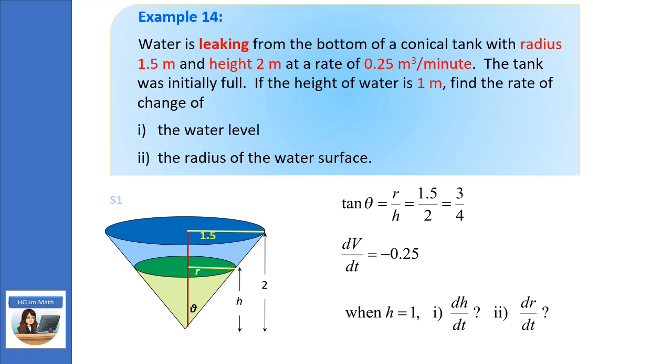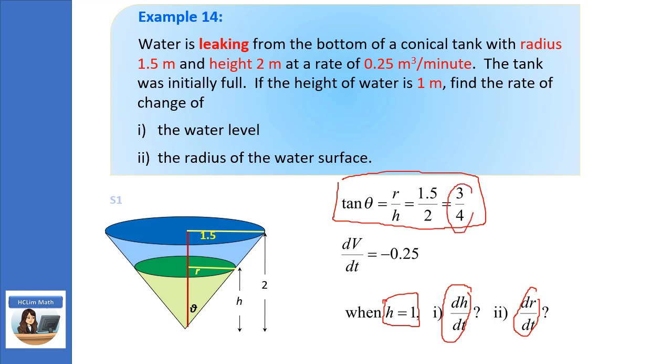So this means that here we have two things that we need to find. One is the rate of change of the water level, that is dH/dt. Another one is dr/dt when the height is equivalent to 1 meter. Again, we are going to use the relation of trigonometry tangent here. Tangent theta is equivalent to r over h and is also equivalent to 1.5 over 2.